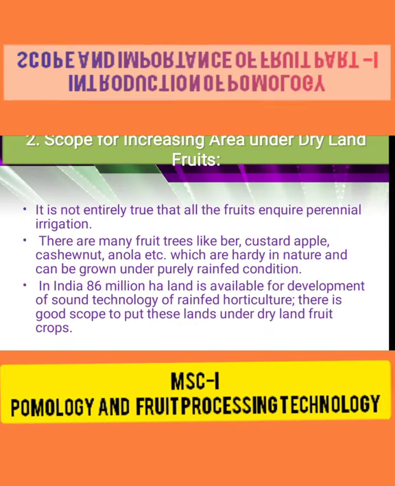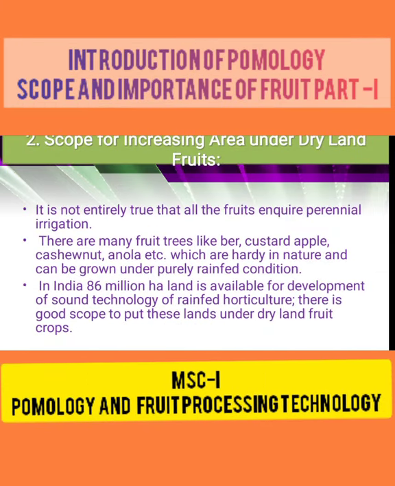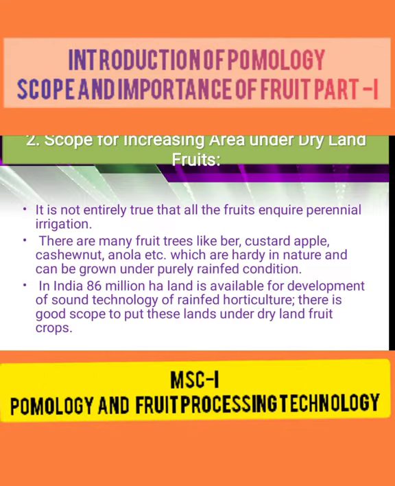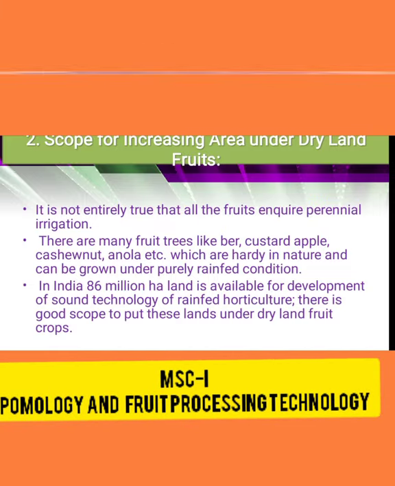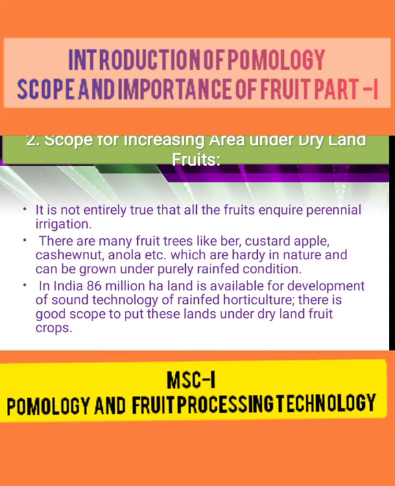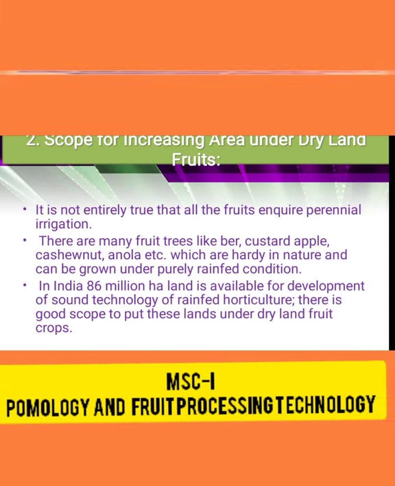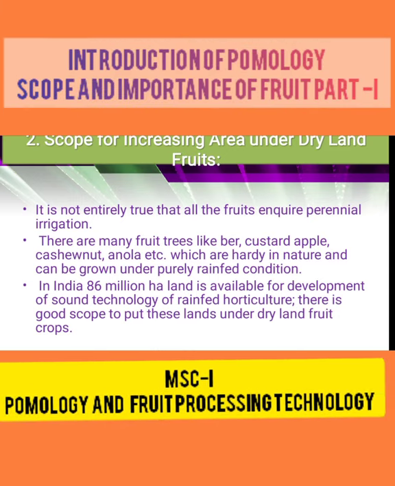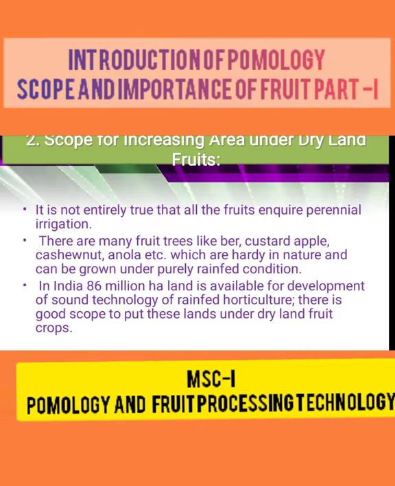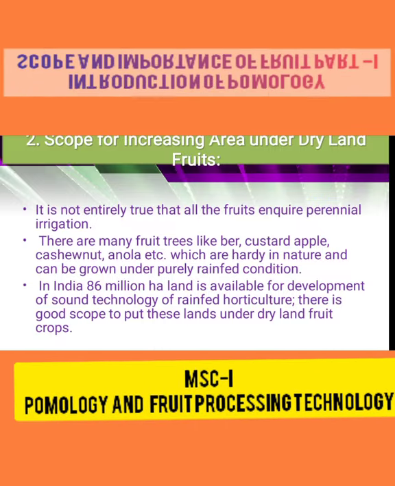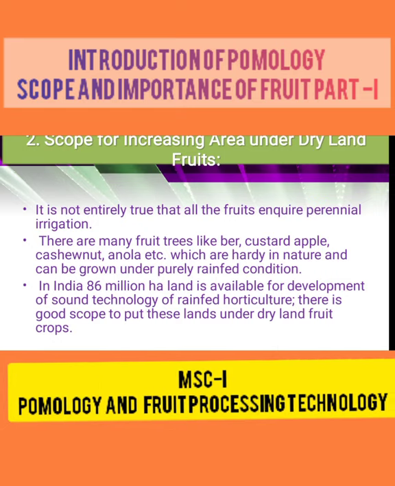Next, scope of increasing area under dry land. Dry land area or the dry fruit. Nowadays, most of the area is dry. Rainfall is reduced, due to which that area becomes dry, and due to which we cannot cultivate agricultural crops there.